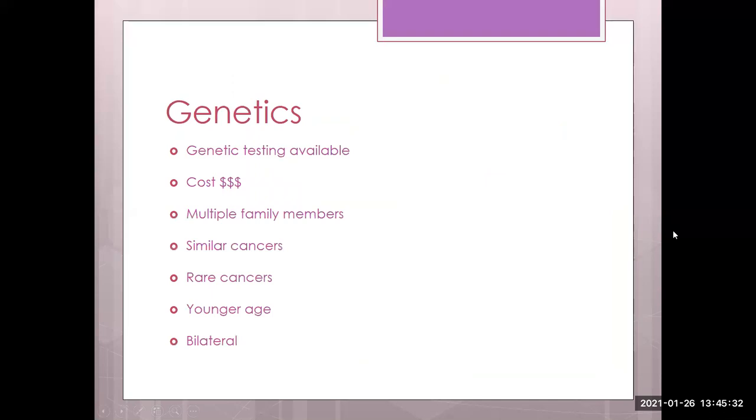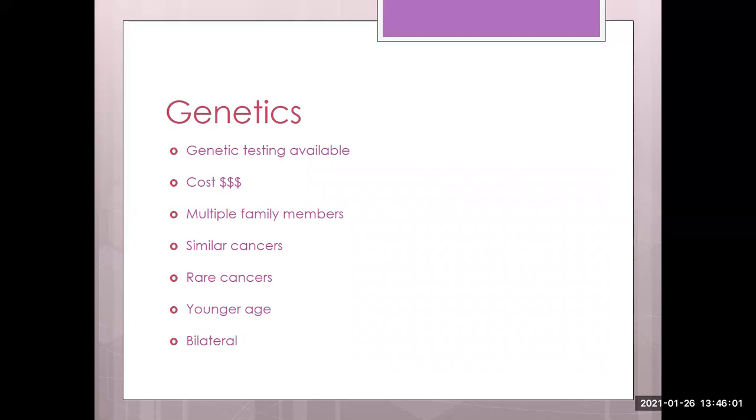Another risk factor for cancers is genetics. Having a strong family history increases the risk for a variety of different types of cancers. There is genetic testing available so that patients can find out about some of their risk. Just because they do test positive for a specific gene doesn't necessarily mean they're going to develop the cancer. It means they're higher risk to develop it.